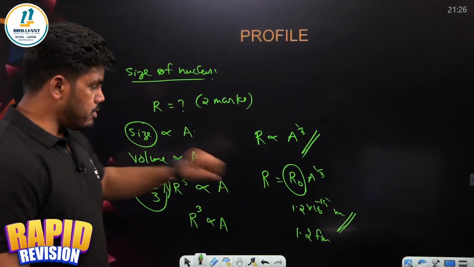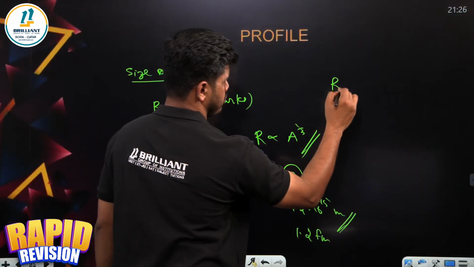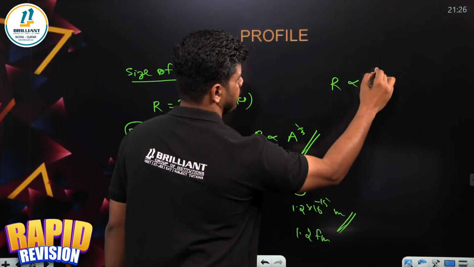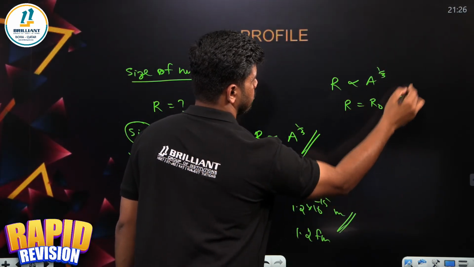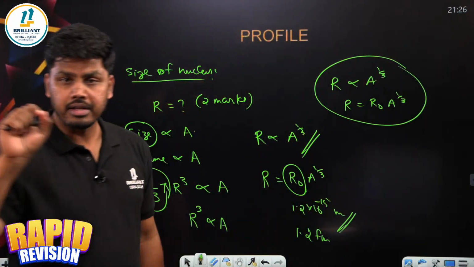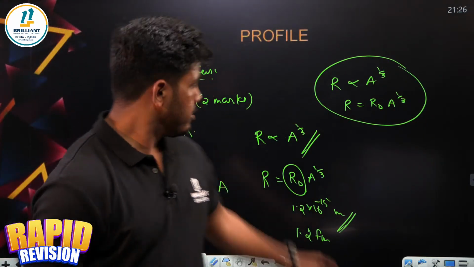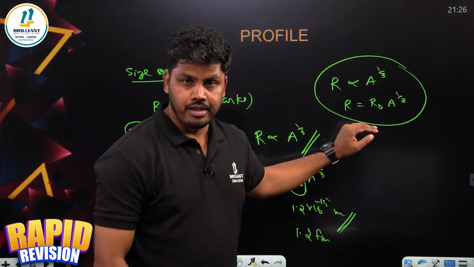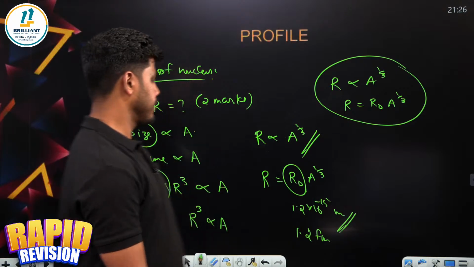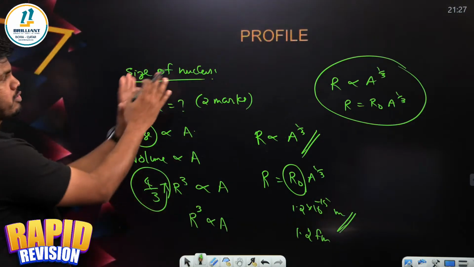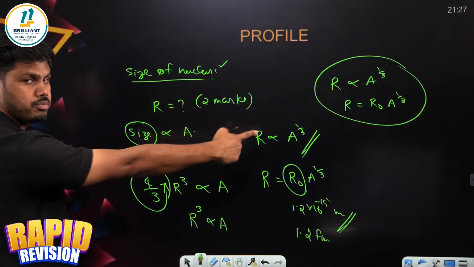Okay, so R is proportional to A raised to 1/3, or finally R is equal to R0 A raised to 1/3. Derivation and also numerical questions we get, to take the ratio of radii, provided that the mass numbers will be given. Simple questions will be coming like that. So that equation is important. From the profile of the nucleus, the size of the nucleus part is important.